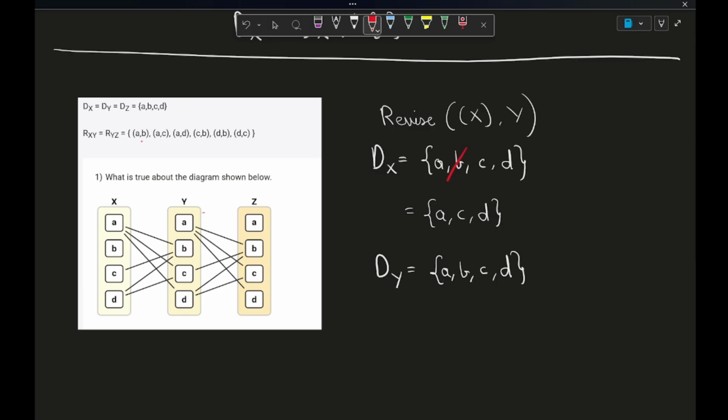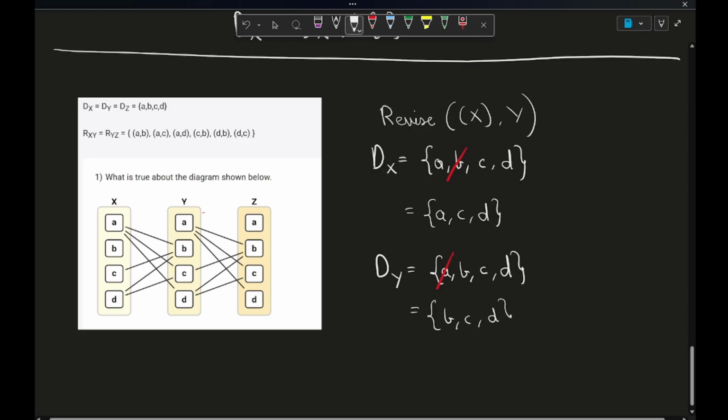So here B exists as a Y value, so it is fine. C exists as a Y value, it is fine. D exists as a Y value, it is fine. And A never occurs. So A needs to be removed. And here too we can see that A has no incoming edges from X. So it makes sense. And this should become BCD, right?